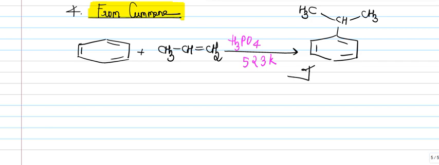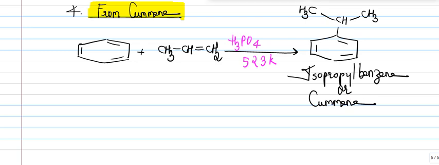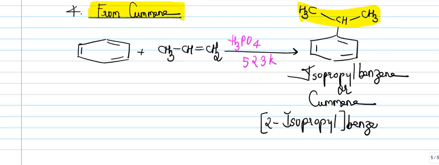This is what we call isopropyl benzene or cumene. You may even give a very specific name. It is just that this is a side chain, and the second carbon is directly connected to the parent chain. So we may even write this as 2-isopropyl benzene. This is also one way of calling it. So basically this is cumene.